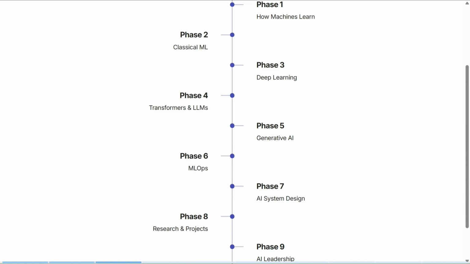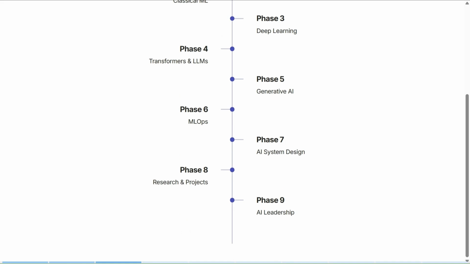So, how will this course move through the journey? We will go phase wise. In phase one, you will understand how machines learn. Phase two will be entirely a classical machine learning phase. In phase three, we will be talking about deep learning. In phase four, we will be talking about transformers and large language models. Phase five would be entirely generative AI. In phase six, we will be talking about machine learning operations, which is MLOps. Phase seven will be completely on system design, artificial intelligence system designs. Phase eight would be research and projects, and phase nine would be AI leadership.